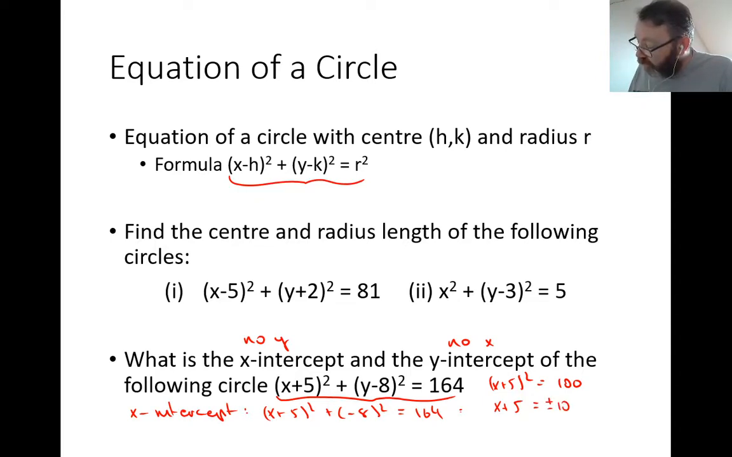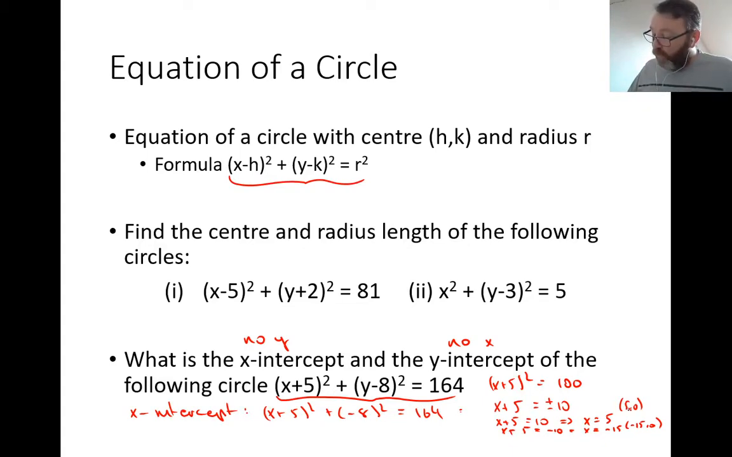So the first equation would be x plus 5 equals 10, which means x is equal to 5. The second equation would be x plus 5 equals minus 10, which means in this case x equals minus 15. So therefore the x-intercept there is 5, 0, and the x-intercept here is minus 15, 0. All right, so just be careful that when you're using square roots, always remember square roots have two answers. It's the positive and the negative of the root that you're going to be using. So there's your two intercepts.